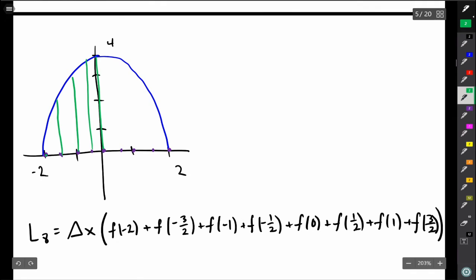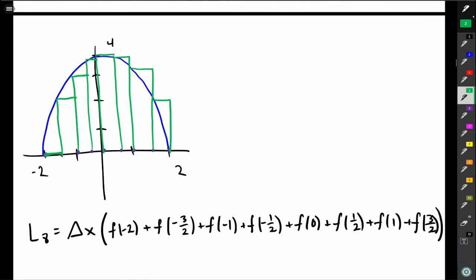I'm going to do my best here. Right? So there's all my left endpoints. And I want to use the left endpoints to make my rectangle heights. Okay, so here I have 8 rectangles. 1, 2, 3, 4, 5, 6, 7, 8. All right, so let's compute those necessary pieces now.